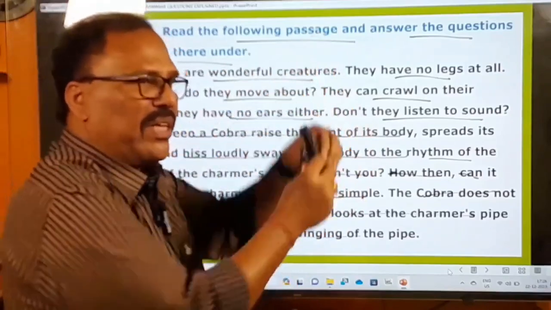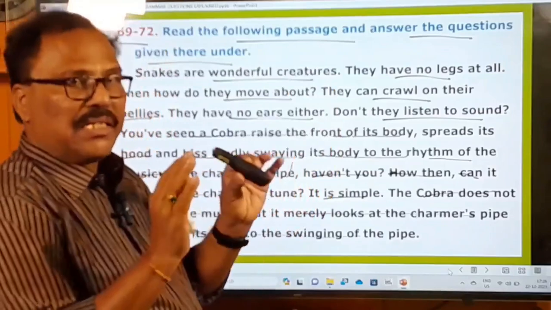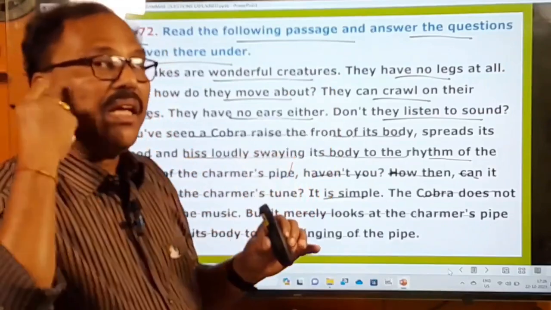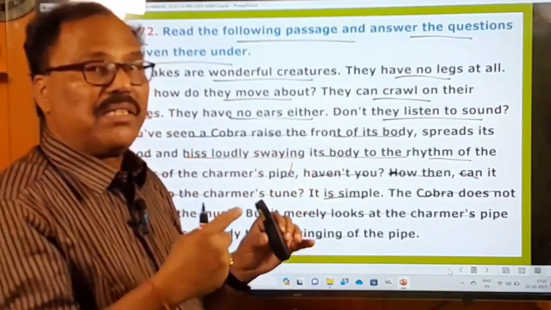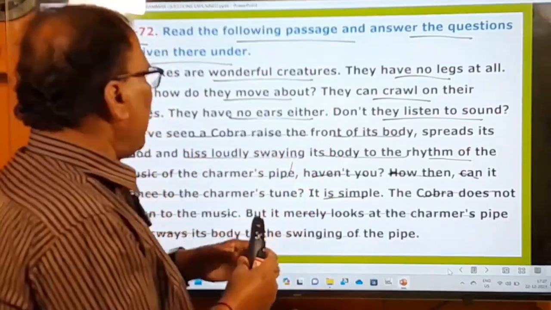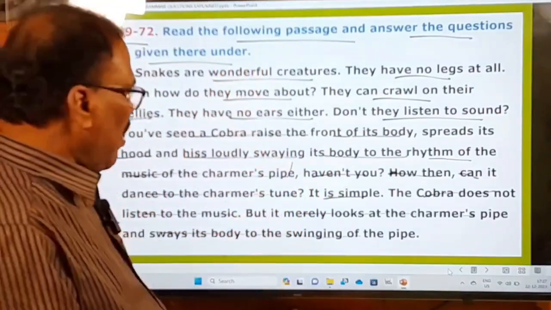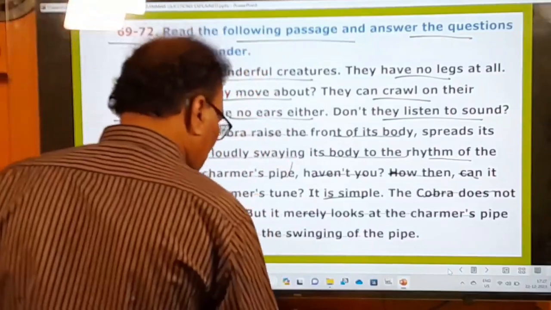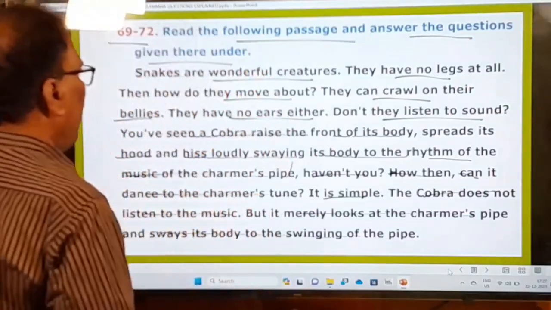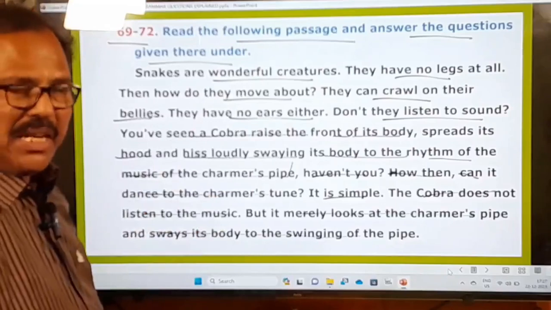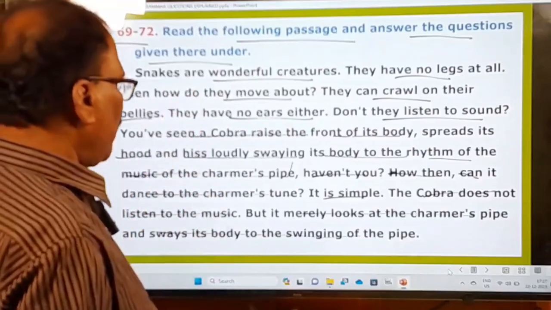Swaying means moving here and there. Only that is the thing, but it doesn't listen to the music played by the snake charmer. So that is all about this passage. And now let's move on to answer the questions given under this passage. Please keep this passage in your mind, and now let's solve the questions.